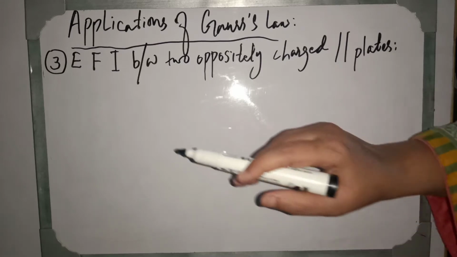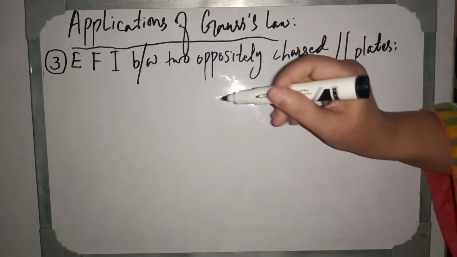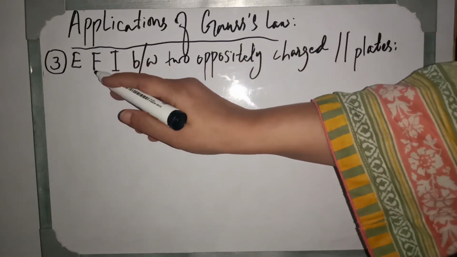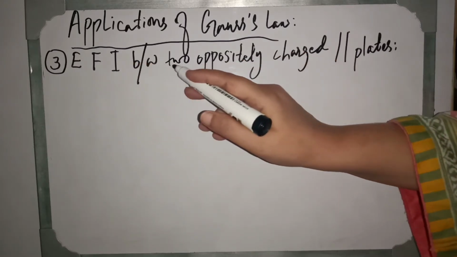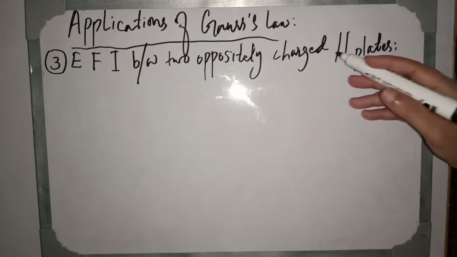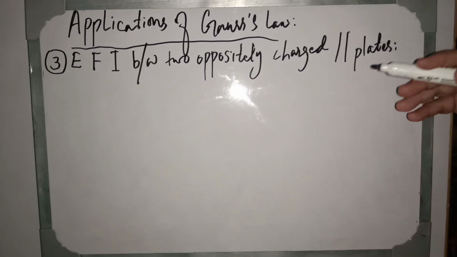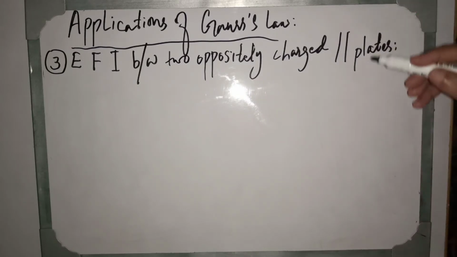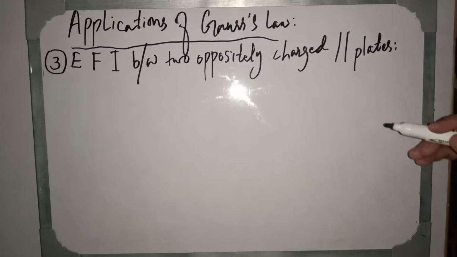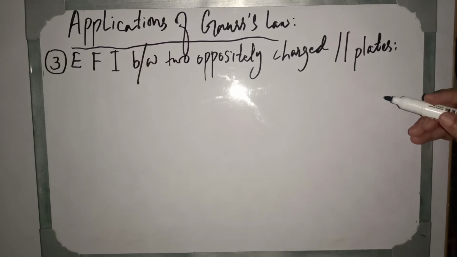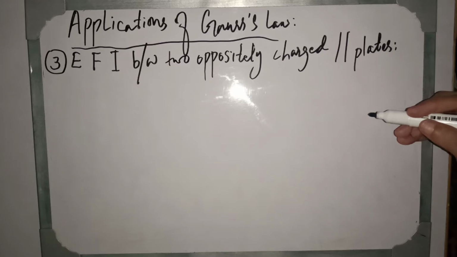Now our topic is the third application of Gauss's law, which is electric field intensity between two oppositely charged parallel plates. I always use symbols for parallel and perpendicular and all other things. Now consider two oppositely charged parallel metal plates.